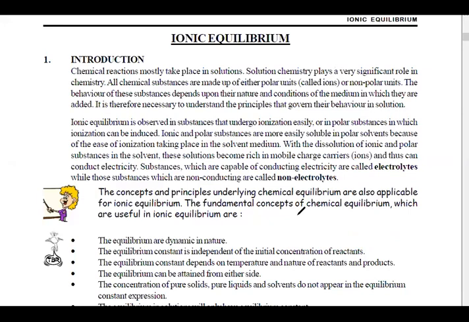This is the first thing that I want to tell you. As written here, the concepts and principles underlying chemical equilibrium are also applicable to ionic equilibrium. Everything is the same: it is dynamic in nature, independent of initial concentration of reactants, depends on temperature only, and can be obtained from either side. The concentration of pure solid, pure liquid and solvent is taken as one, so it does not appear in the equilibrium constant.